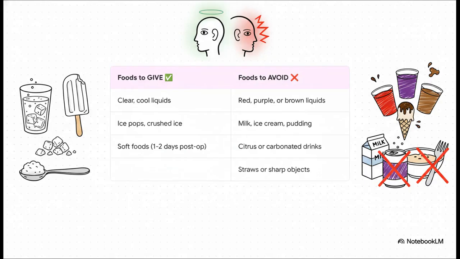This is a big one, and every choice here is based on risk prevention. We avoid red or brown liquids because if the child throws up, you won't be able to tell if it's juice or blood. We avoid milk products because they coat the throat, which makes the child want to cough or clear their throat, and that can disrupt the surgical site and cause a bleed.